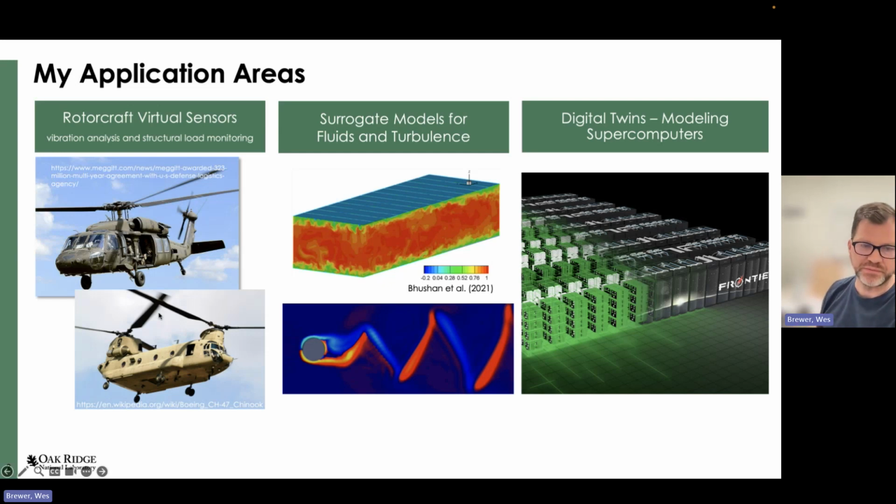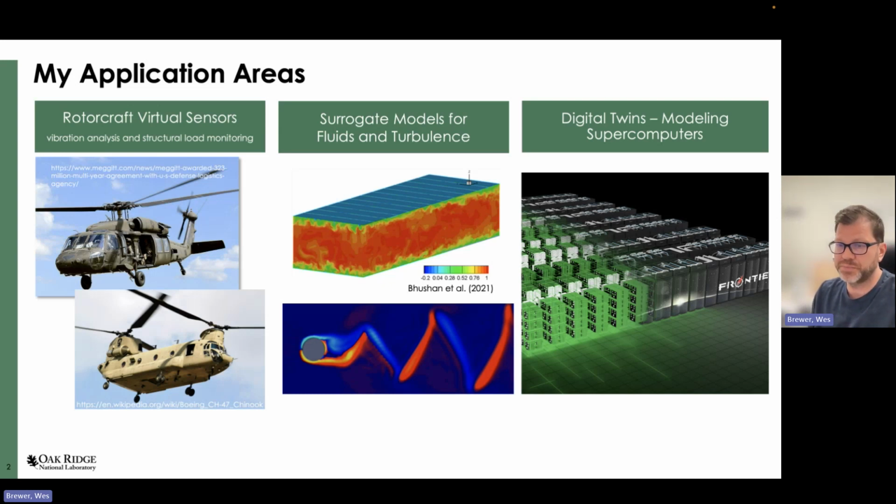Then more recently, we've developed a machine learned model to replace a cruise guide indicator. That's a model that basically monitors structural loads on 23 different components of a Chinook helicopter, which you see here at the bottom left. We've also developed machine learned surrogates for fluid dynamics, especially for turbulence modeling, wall-bounded turbulence models, and other types of flow and aerodynamics. And most recently, we've been developing machine learned models for digital twins.